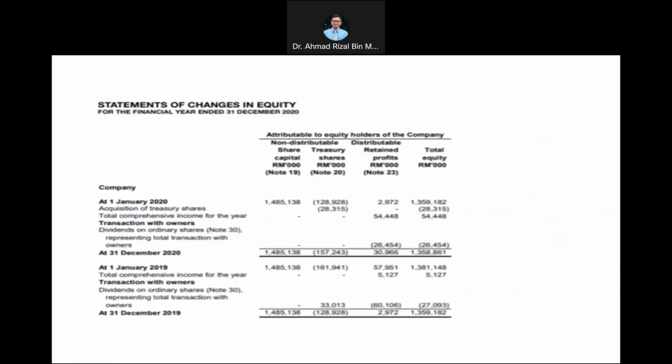And then finally, the statement of changes in equity basically looks at the movement or changes in the equity section. Whether or not there are, first of all, any changes, any acquisition, in this case acquisition of treasury shares, right? And whatever income you recognize as retained earnings or retained profits, you record them here. And if the company pays dividends during that year, you record them and you net them out. This is for 2020, and the statement also shows the previous year as well.